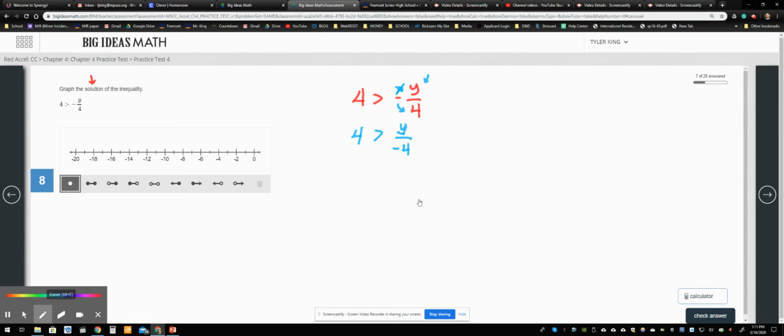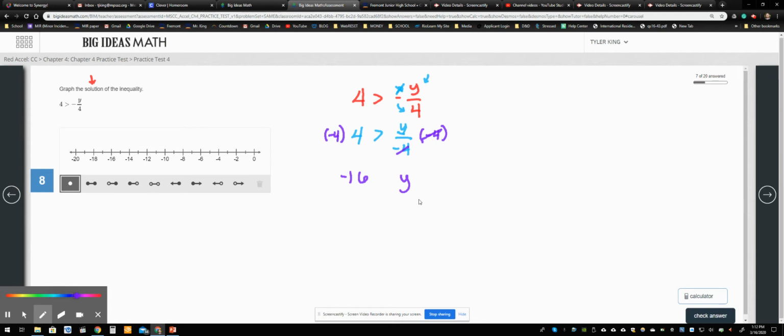So now what we can see is that this y is being divided by negative 4. So we're going to cancel that out by multiplying both sides by negative 4. We're going to undo that division. Negative 4 times negative 4 is going to give us negative 16, and then we're only left with y on this side.